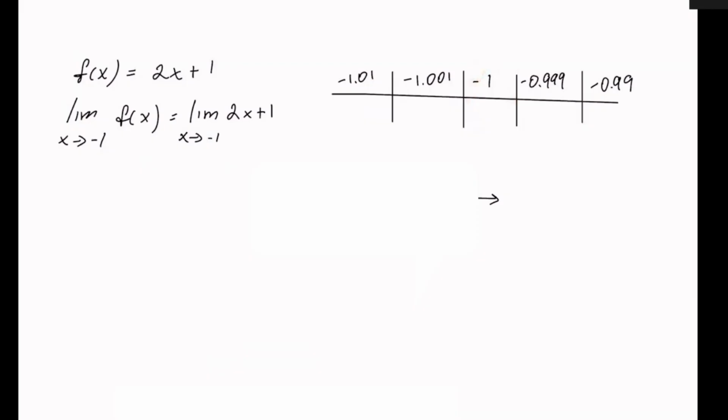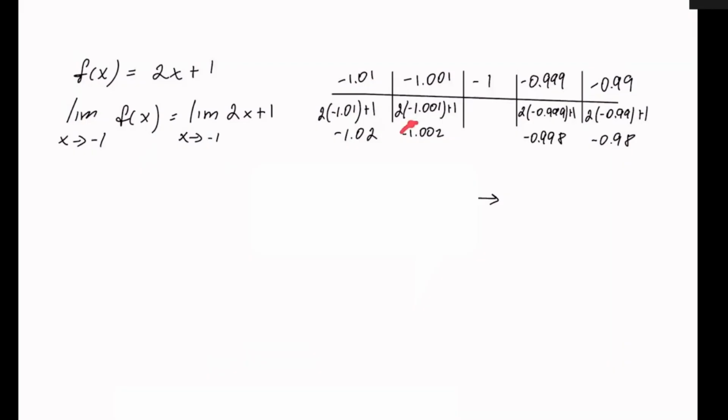So we would have here 2 times -1.01 plus 1. That is going to be -1.02. When we move closer, it's going to be 2 times -1.001 plus 1. That's going to be -1.002. And then from the other side, we have 2 times -0.99 plus 1, which is -0.98. And here would be 2 times -0.999 plus 1, which is -0.998.